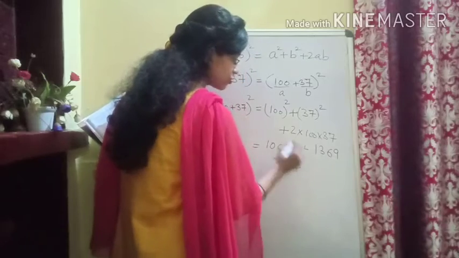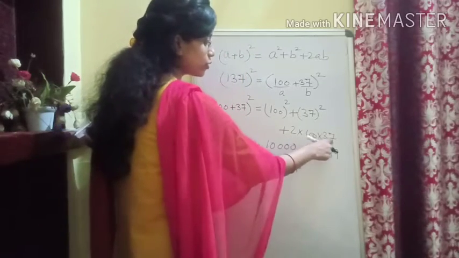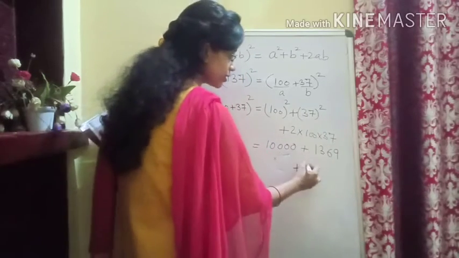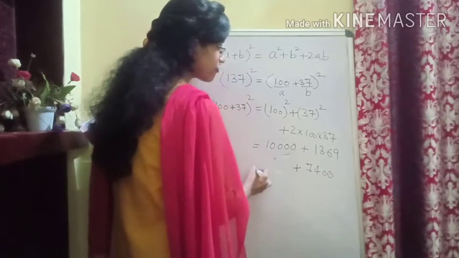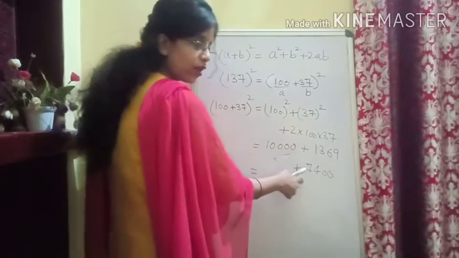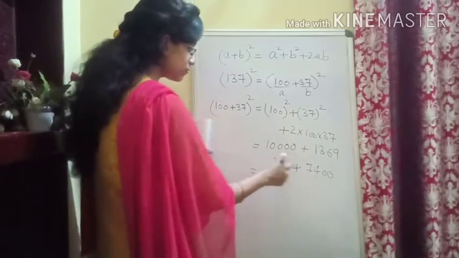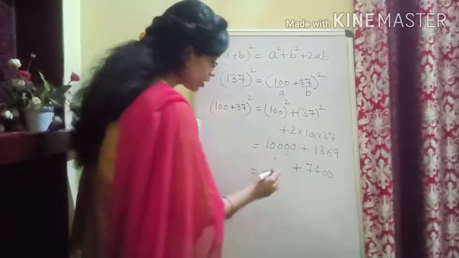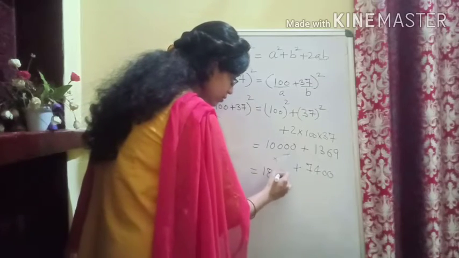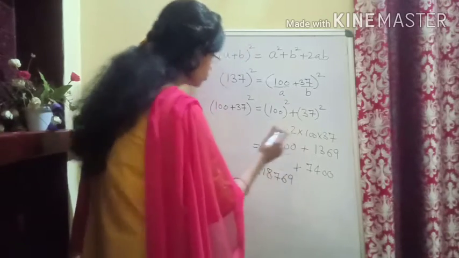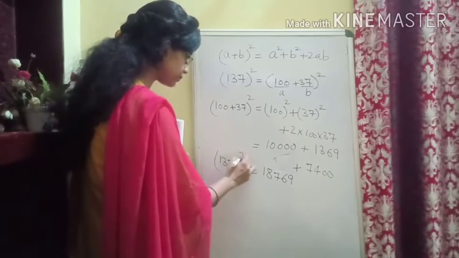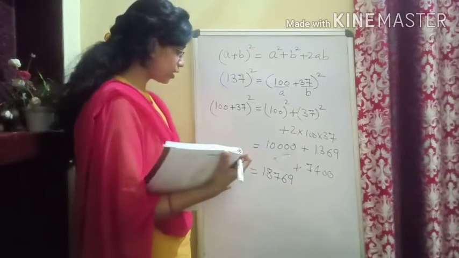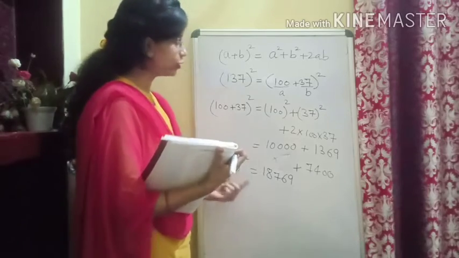1369, if I am not wrong. 2 into 100 into 37, you have to multiply it and it will give you 7400. Okay, and after that you have to add them all, and when you add them, this plus this plus this, the answer will come 18769.